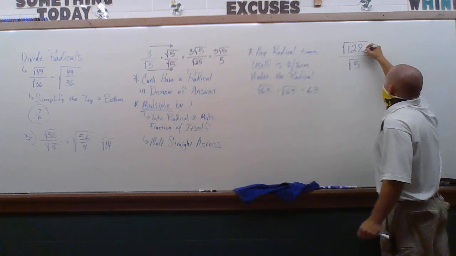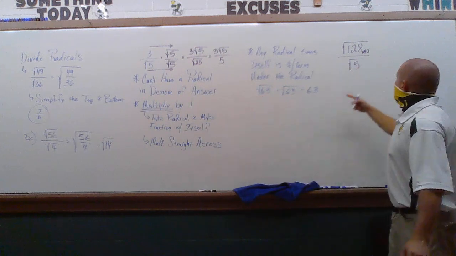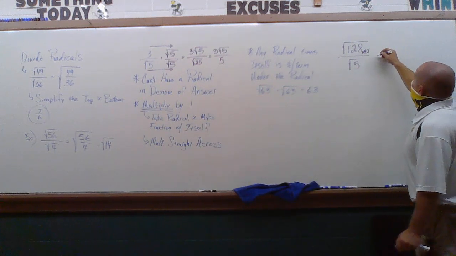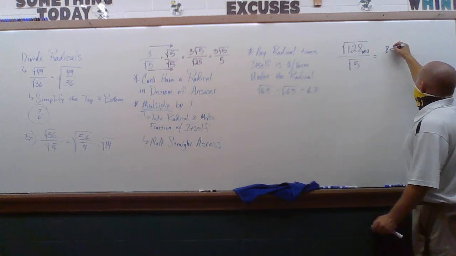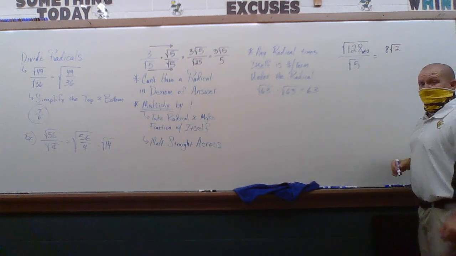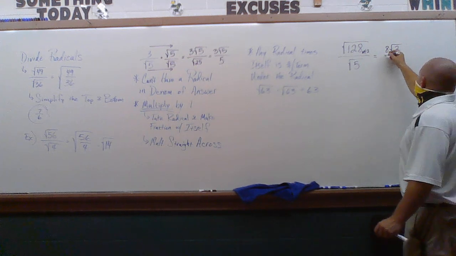So, again now, if you don't see this, you might have to do this multiple times. But I'm going to try to break this down before I do what we just did over here. Okay? So, the square root of 64 is what? 8. That goes to the outside. And then my square root of 2 stays on the inside because I can't do anything to that. And then on the bottom is my square root of 5.